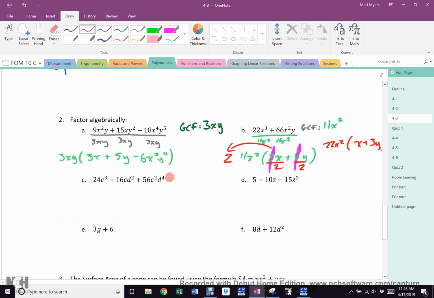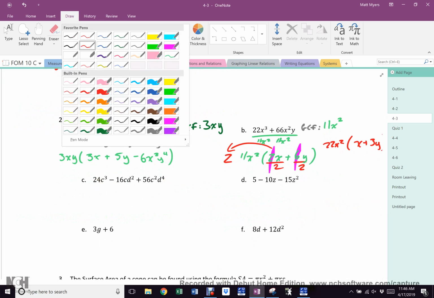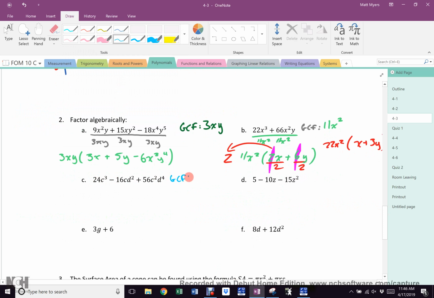What is my GCF here? I would like to use a fun color now. Ooh, that one. What is my GCF here? 8C. No D. Why? Because there's no D there. So I divide everything by 8C, 8C, 8C. I write 8C first with another fun color. And then I write my answers. 3C squared minus 2D squared plus 7CD to the 4th. And then I am done.